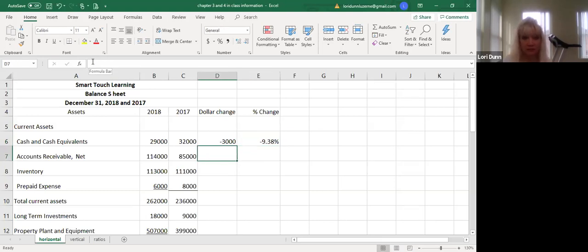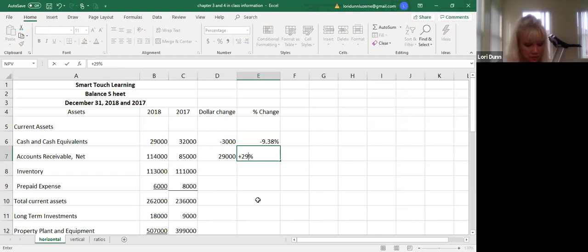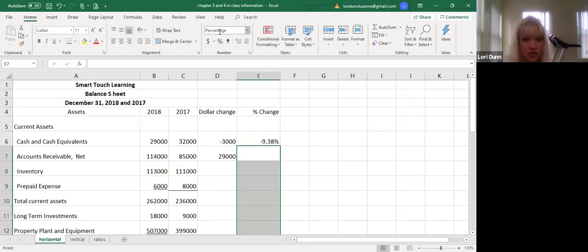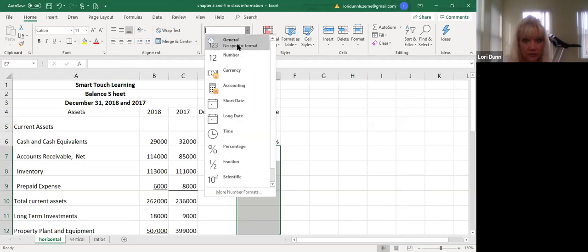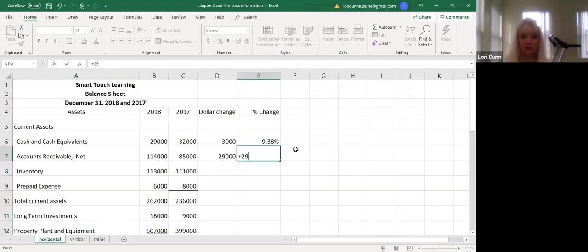Accounts receivable, same thing. Take the 114,000 minus the 85,000, get the dollar change. So that increased. Take the dollar change, positive or negative. So positive 29,000 divided by that older point in time year, 85,000, and you get 34.12%. Positive, so it increased from the beginning of the year to the end of the year by 34%.